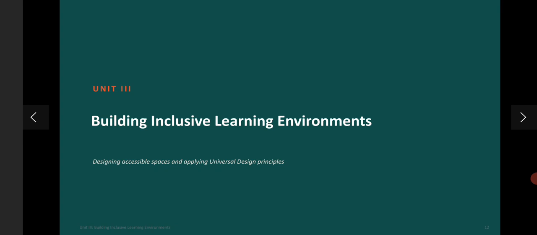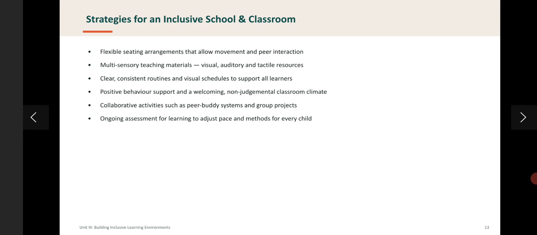Building inclusive learning environment. We have strategies to build an inclusive learning environment in school and classroom. And then accessibility in relation to disability. Then we have universal design. What is the universal design we have? Let's jump. Yeah, strategies. What are the strategies being followed?